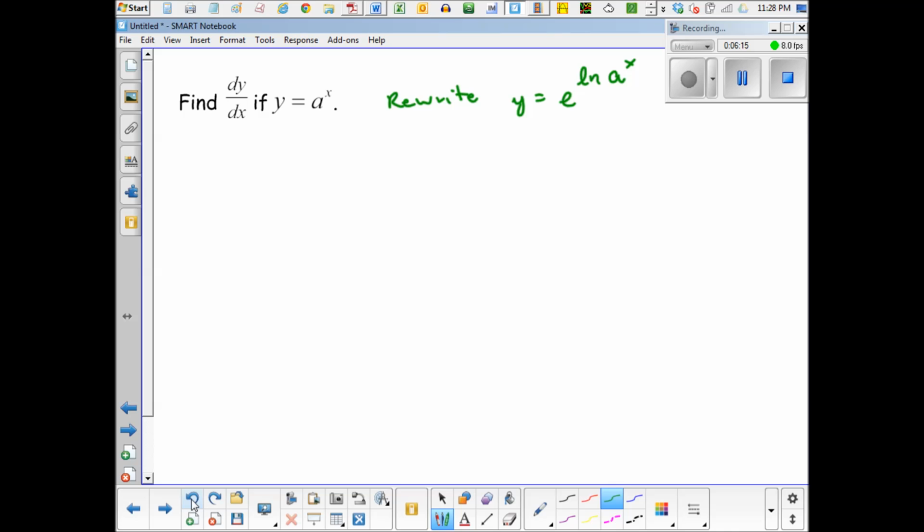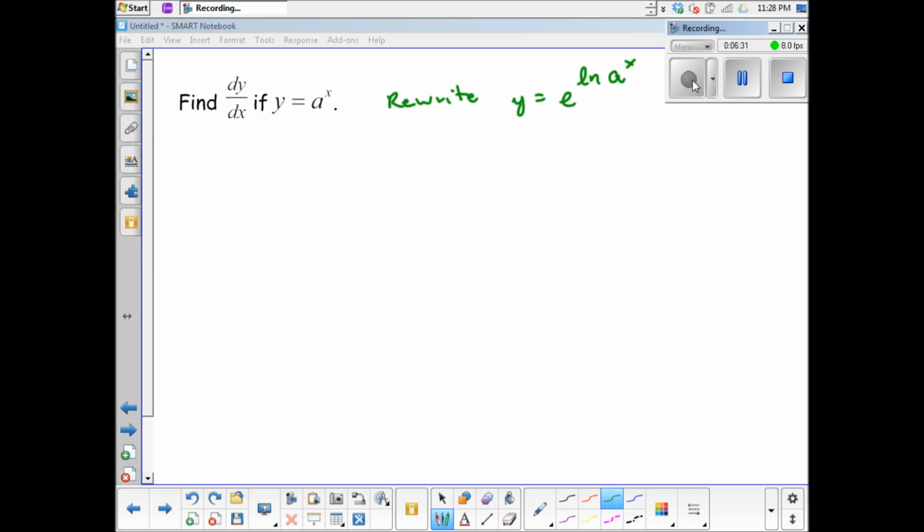In order to do this, I'm going to need to use the e to the x rule. So this now looks like e to the something. See, so that's the trick.